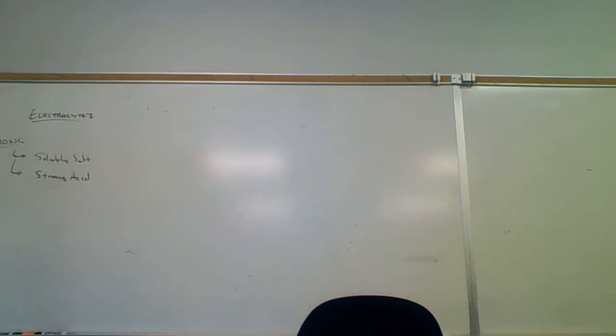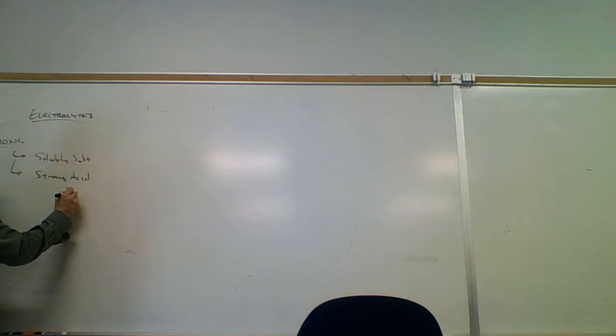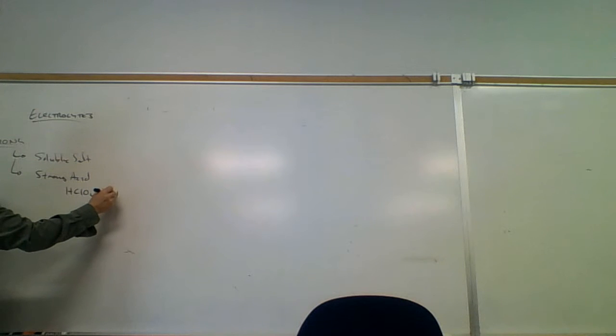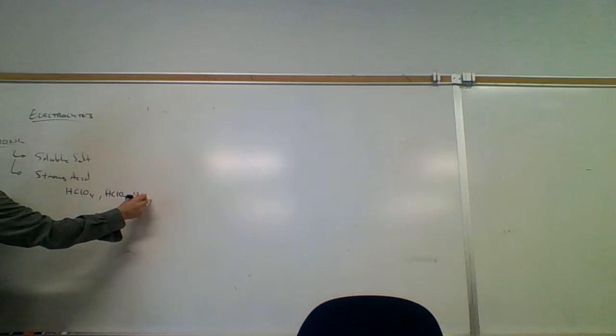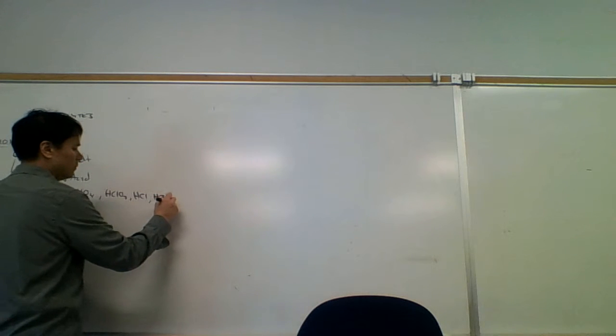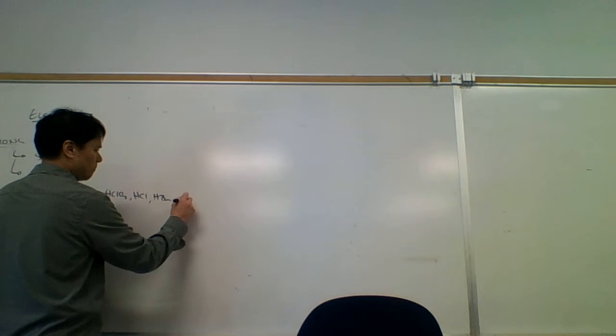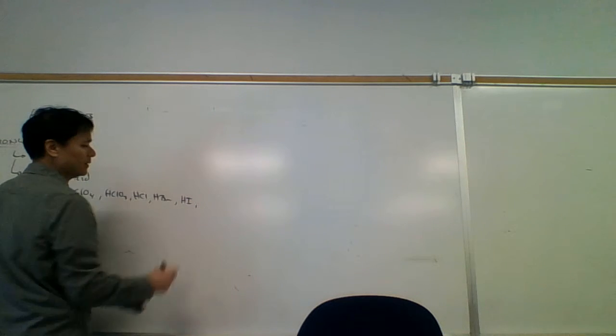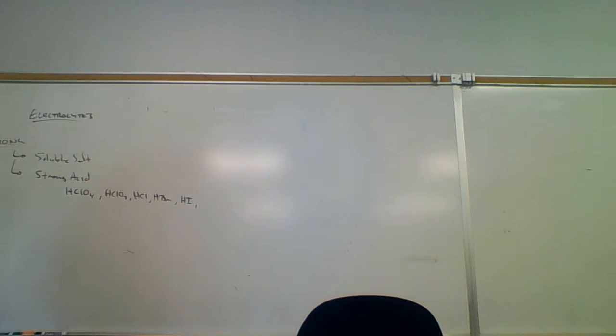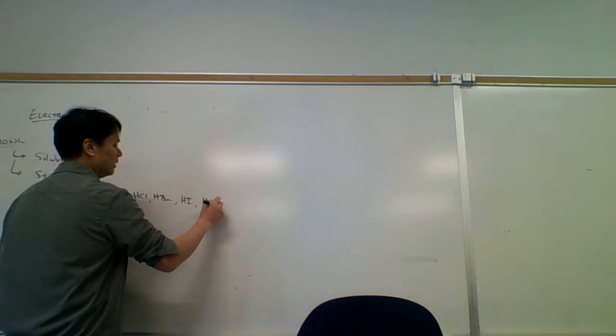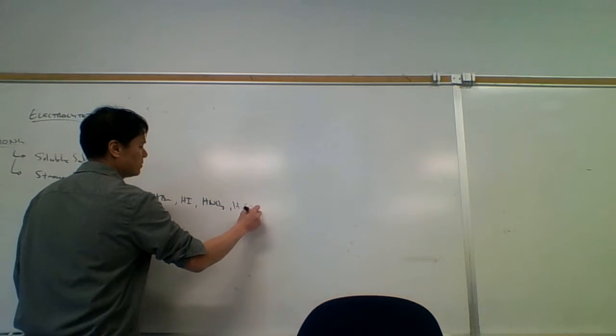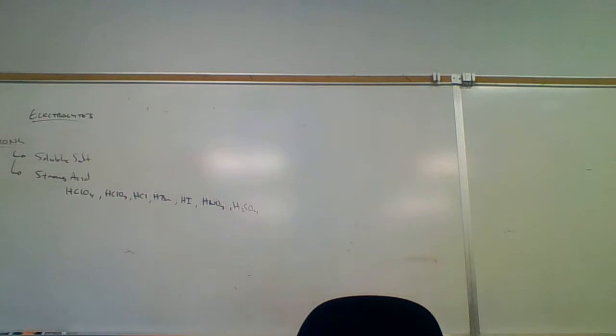Didn't we finish all of these? 7 strong acids. What are they? Perchloric, chloric acid, hydrochloric, hydrobromic, hydroiodic acid. Nitric. And sulfuric. So if it's one of these, it's a strong acid. If it's one of these, then we call it a strong electrolyte.